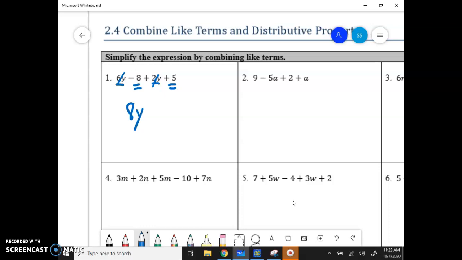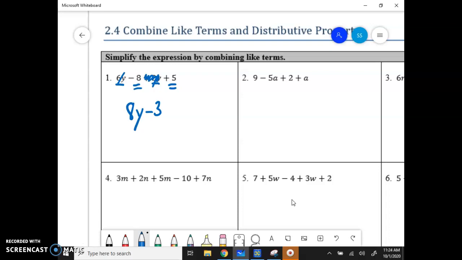Now I have, you can try to completely ignore this. We just have negative 8 plus 5. Right? You owe somebody $8. You pay him back 5. You are still in debt $3. Okay? All right, moving on.